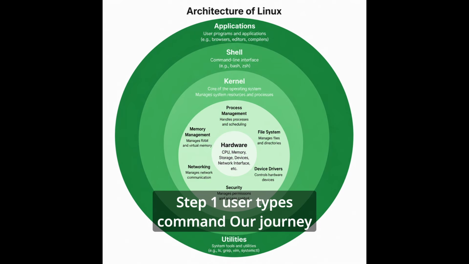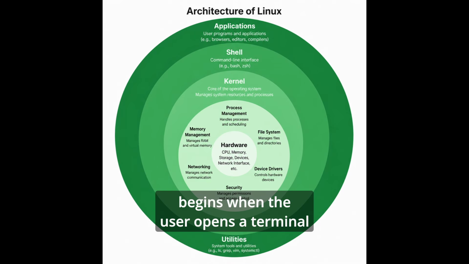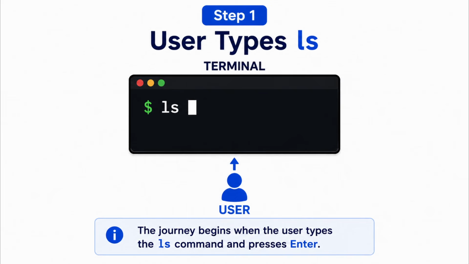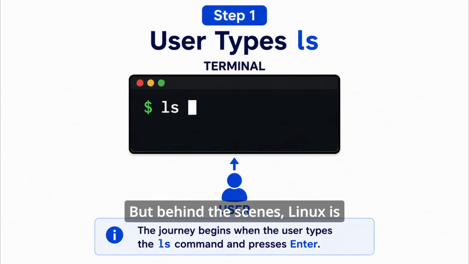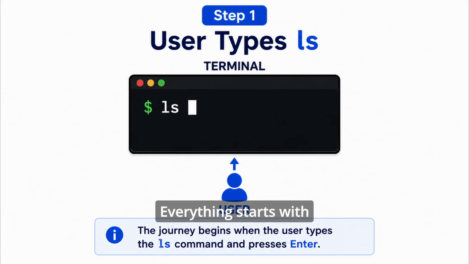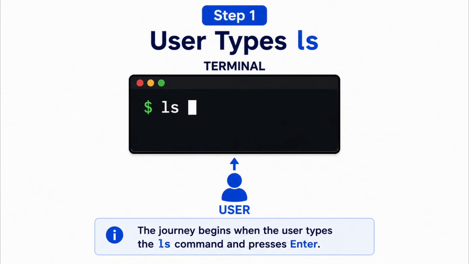Step 1. User types command. Our journey begins when the user opens a terminal window and types ls, then the enter key is pressed. To the user, this feels like a simple action. But behind the scenes, Linux is about to perform dozens of operations. Everything starts with these two characters.